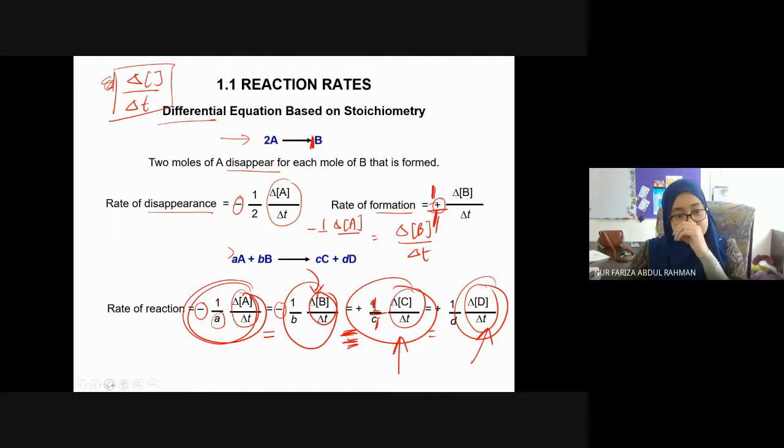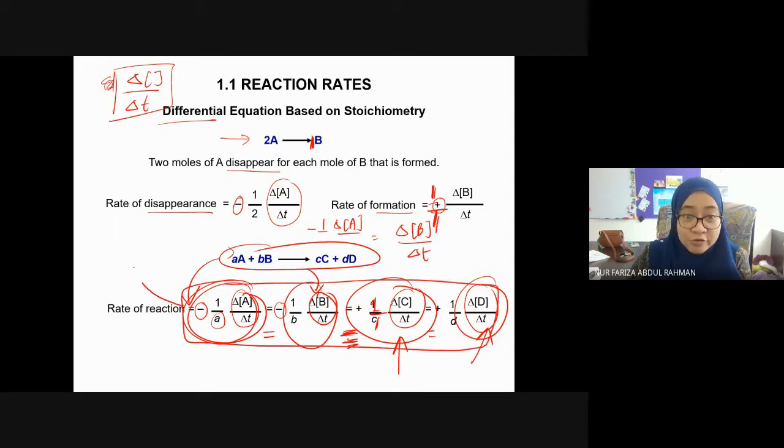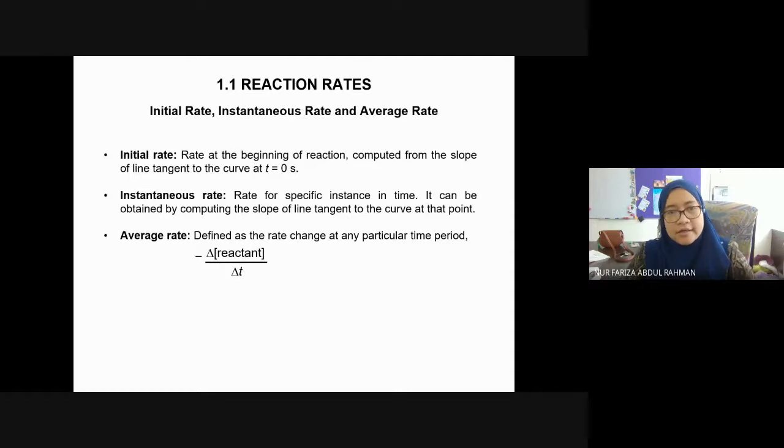Okay, alright. So make sure that you know how to transform from this balanced equation into this differential rate equation. And also how to transform from this differential rate equation into the chemical equation, vice versa. Okay, all right. So that is for the differential rate equation just now. Okay, so this is the type of rate.